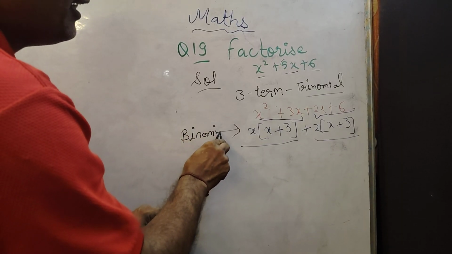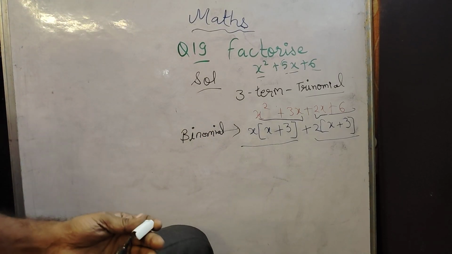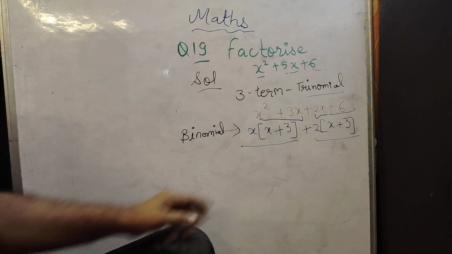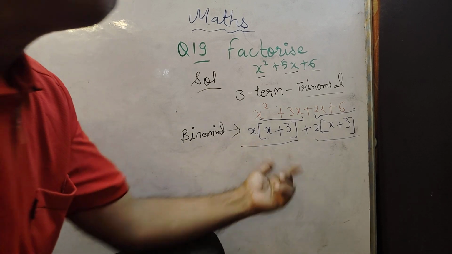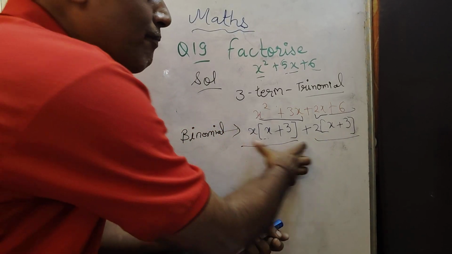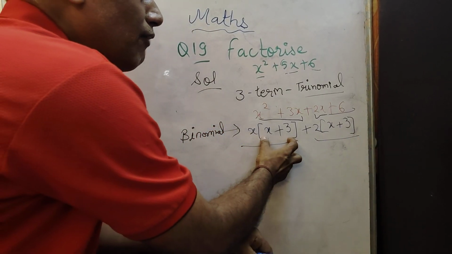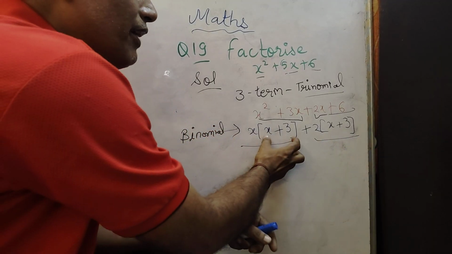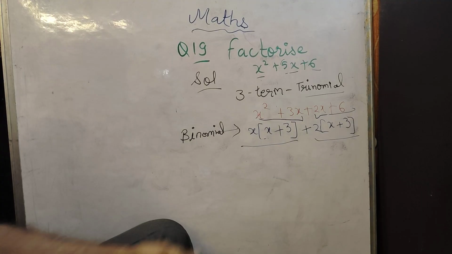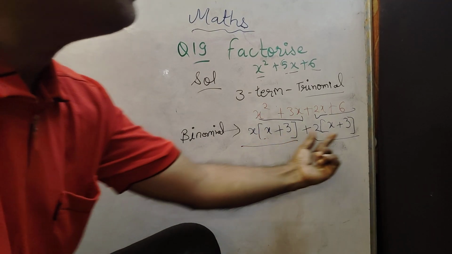Now factorize means convert into monomial. It means one term. So we further simplify. In both the terms, the first term is this one, the second term is this one. In the first term and in the second term, we can say the bracket x plus 3 is common. It is present in both the terms.